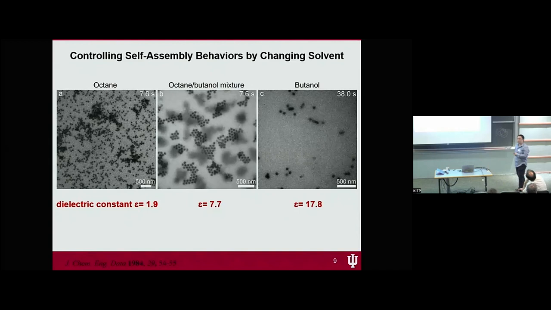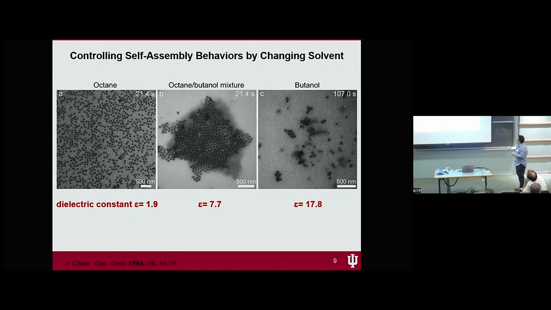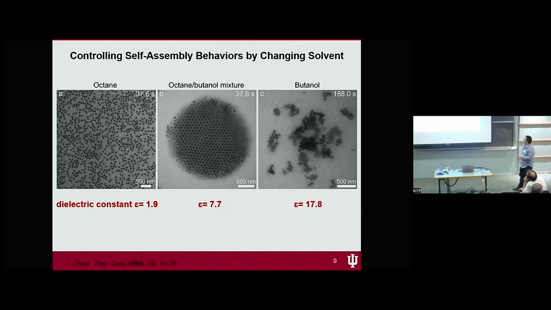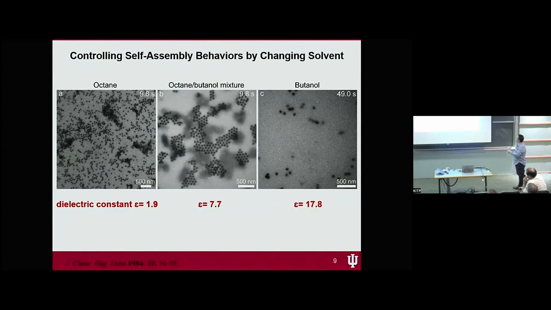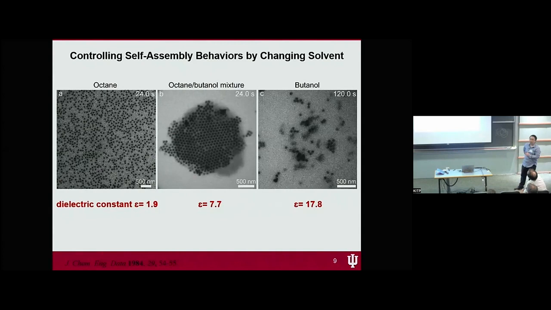Okay? And recognizing that, we hypothesize that if we use a more intermediate polarity solvent by, say, mixing octane and butanol, say, one-to-one volume mixture, we should be able to reduce the attraction between the particle and therefore favor crystallization as opposed to agglomeration in comparison to the butanol case. And that's exactly what we saw here.